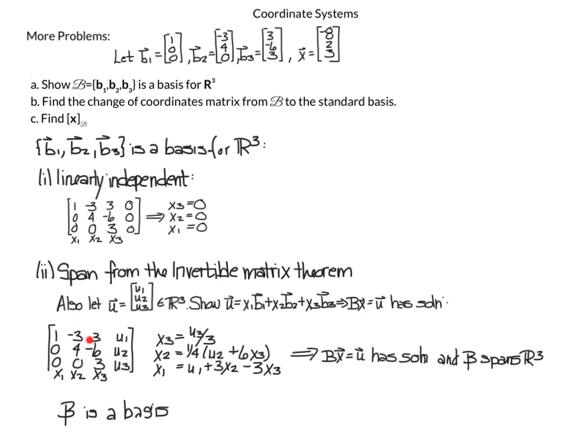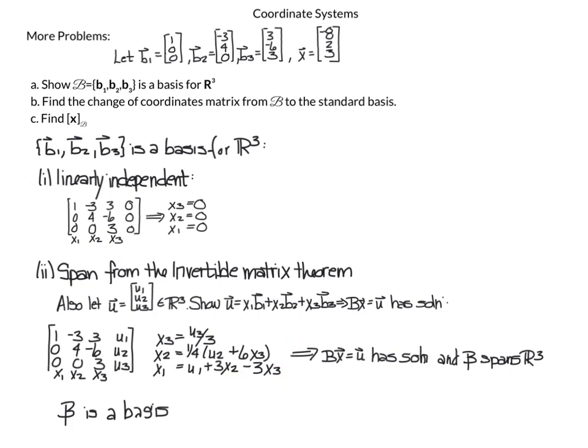So I have my matrix here that is composed of my basis vectors, 1, 0, 0, that's B1, negative 3, 4, 0, that's B2, and 3, negative 6, 3, that's B3, my third basis vector, and I'm going to set it equal to my vector U with components U1, U2, U3. And again, this wasn't too bad because this is already in echelon form, so I get that x3 is equal to U3 divided by 3, x2 is going to be 1/4 U2 plus 6 x3, and x1 is U1 plus 3 x2 minus 3 x3.